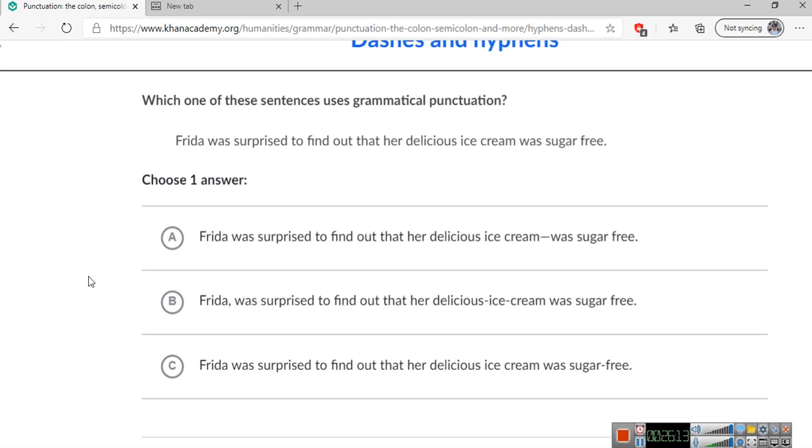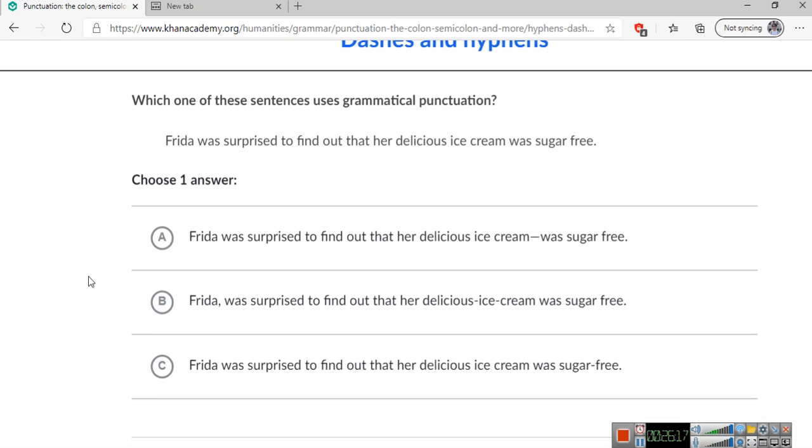Now, final one. Read it and pick an answer. Which one of these sentences uses grammatical punctuation? Frida was surprised to find out that her delicious ice cream was sugar-free. Choose one answer. A, B, or C, each a version of the sentence.